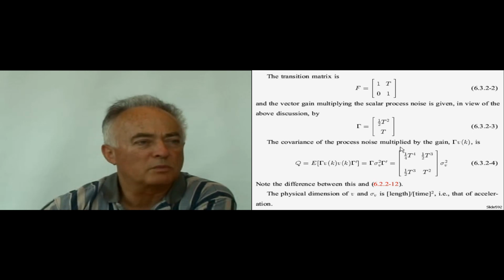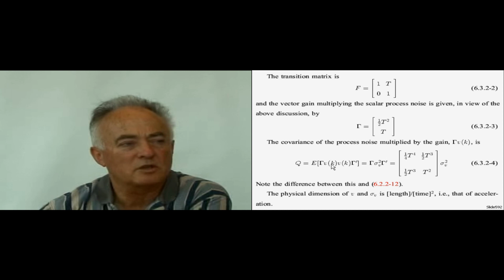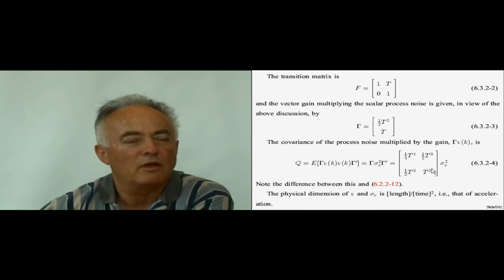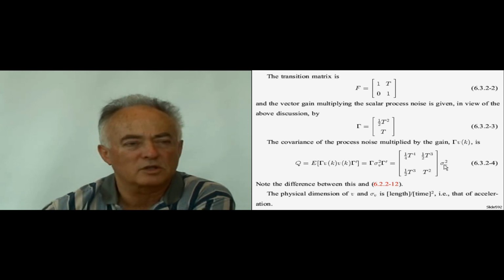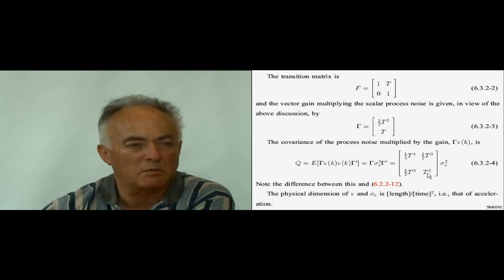The covariance of the process noise multiplied by the gain gamma, so that's the expected value of gamma v_k v_k gamma prime. V is a scalar, gamma is a 2-vector, so this is gamma sigma v squared gamma transpose, which ends up being a matrix that multiplies sigma v squared, the variance of v, where into the acceleration it is multiplied by T squared, into position T to the fourth over 4.